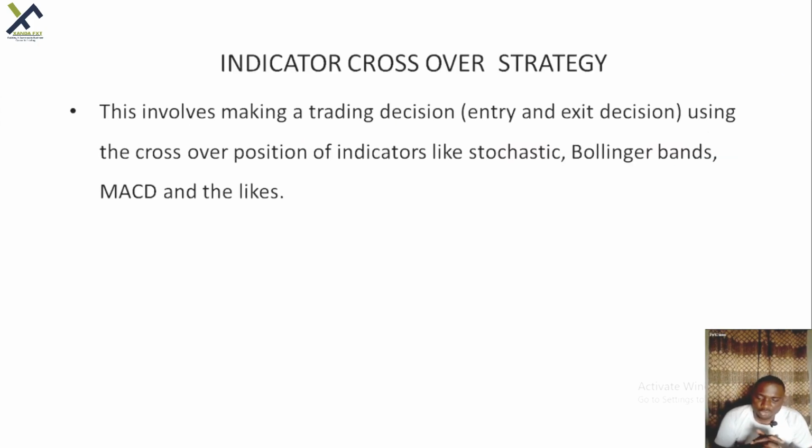The indicator crossover strategy. This involves making an entry or exit decision using the crossover positions of indicators. Indicators like stochastic, Bollinger Bands, MACD, and the rest of them. Now, depending on the one, the RSI, depending on the one that you find comfortable using. Now, let's look at it and see how it goes.